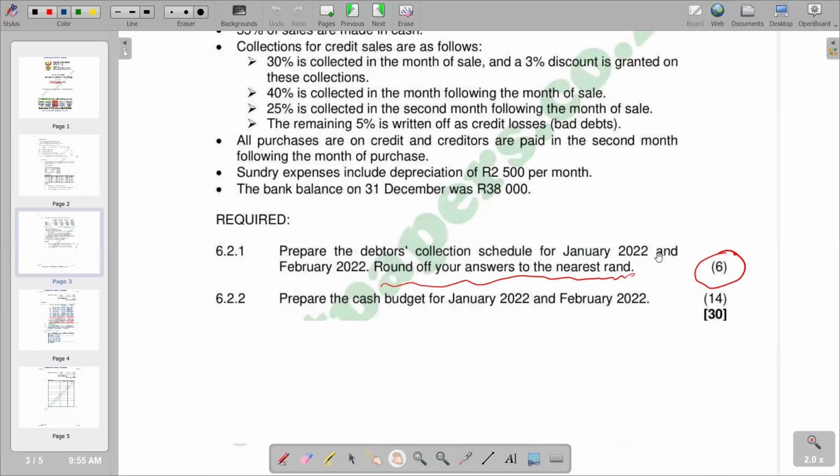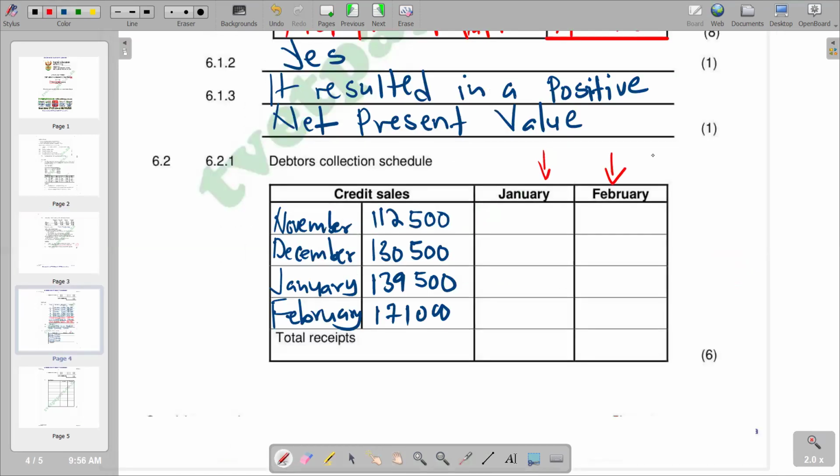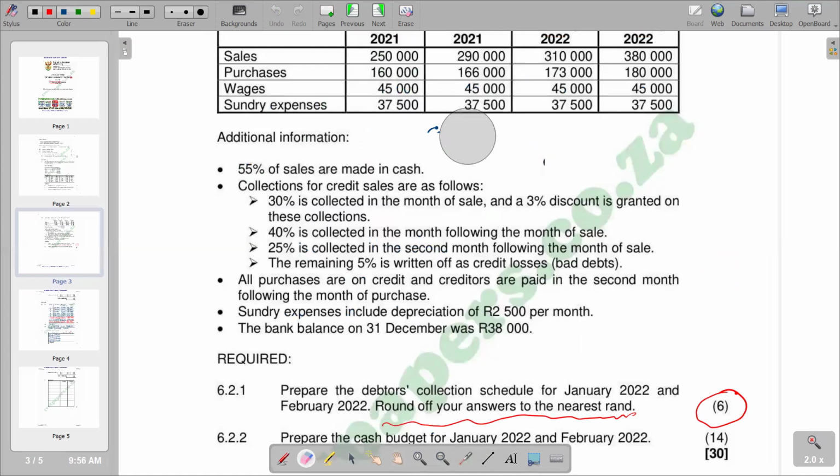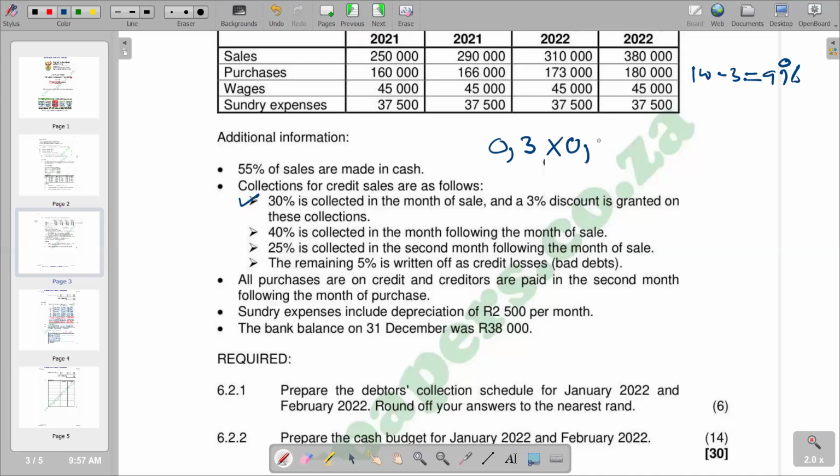So let's prepare the debtors collection schedule for January 2022 and February 2022. Very important: now we are going to check the terms of the debtors collection stated in the question. We are going to see that the first point is that a 3% discount is granted. So basically 30% as a decimal is 0.3. And then the amount that you get minus 3% gives you 97%. So you are going to consider 97%, which is 0.97, and calculate by 0.97.